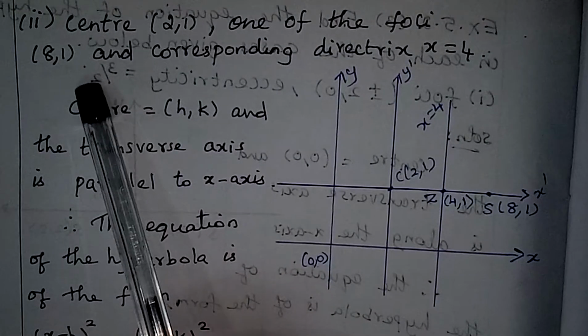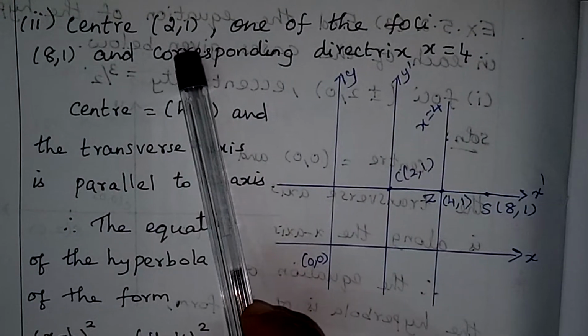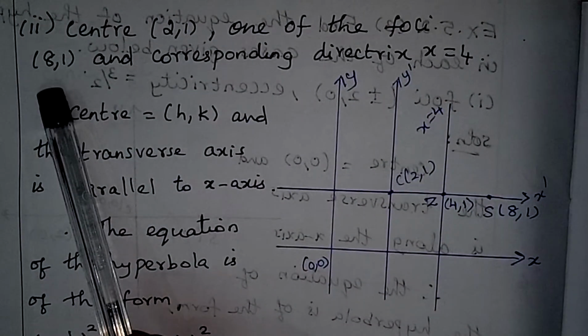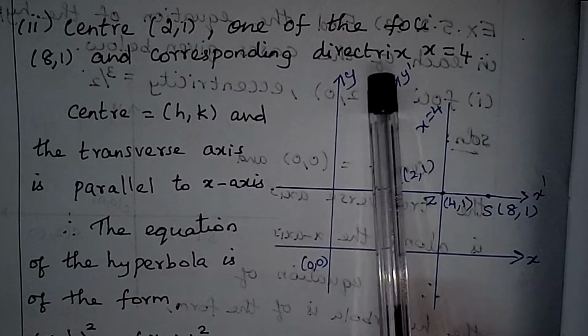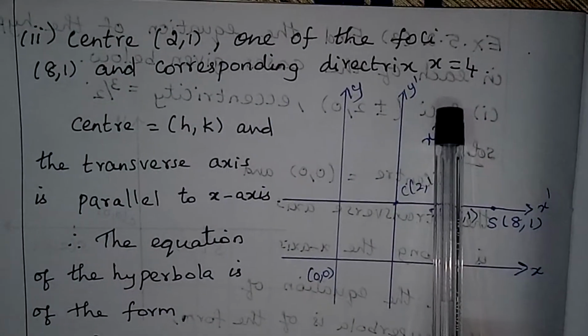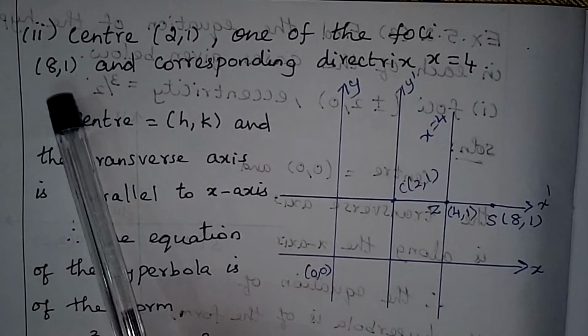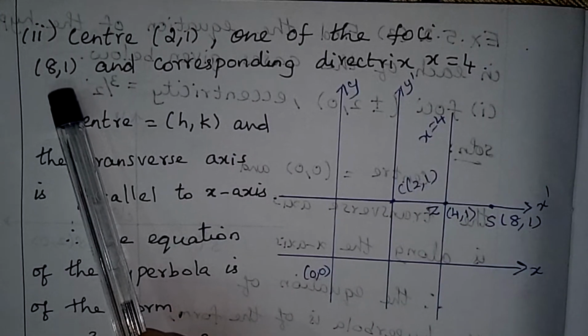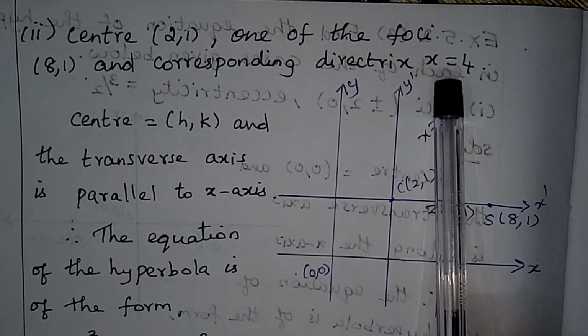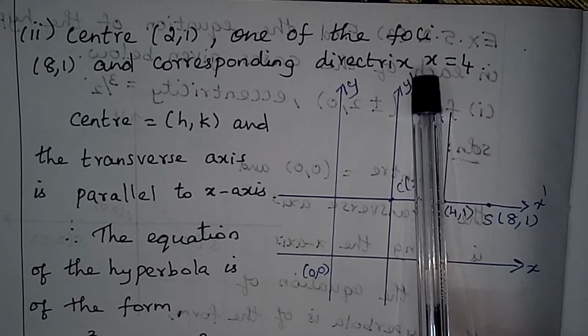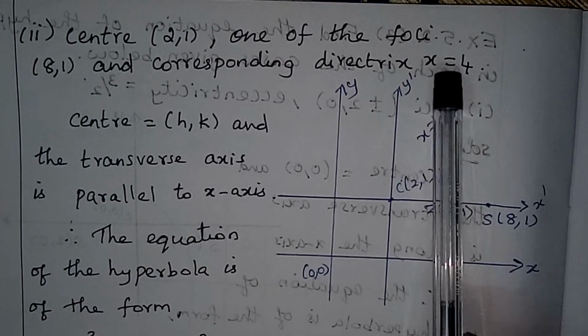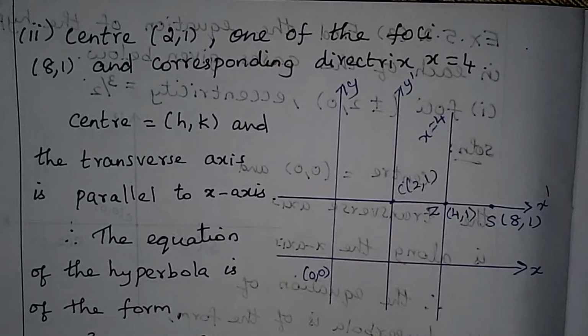Now the second subdivision. The center is 2, 1. One of the foci is 8, 1. And the corresponding directrix is x equal to 4. So listen, the center is not the origin, isn't it? And one of the foci is given as (8, 1). And the directrix is given as x equal to 4. So directrix means x is equal to some value is coming, which means it will be first type only.